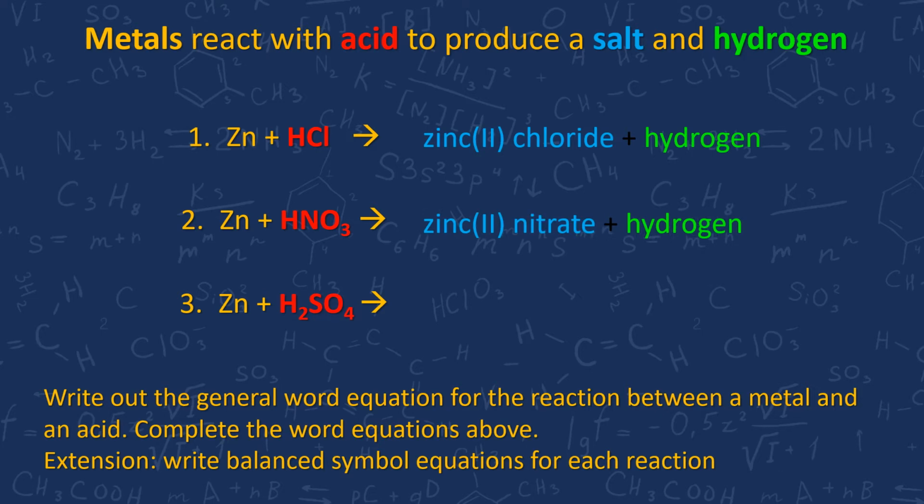Okay, so next we have got zinc nitrate plus hydrogen. And for number 3, we've got zinc sulfate plus hydrogen. Okay, so it will always produce a salt and hydrogen.